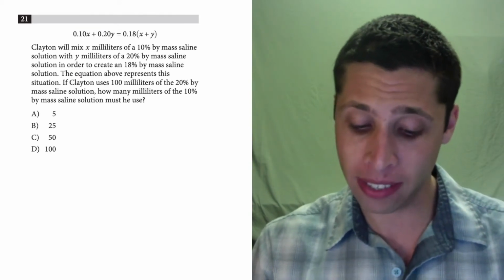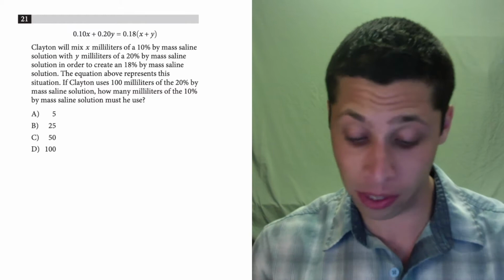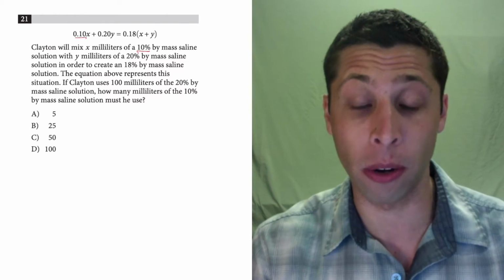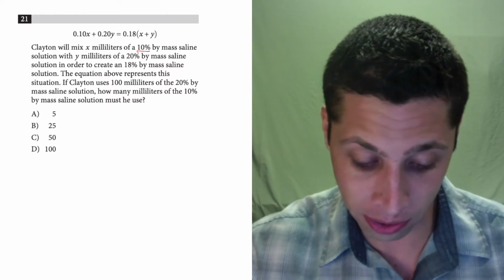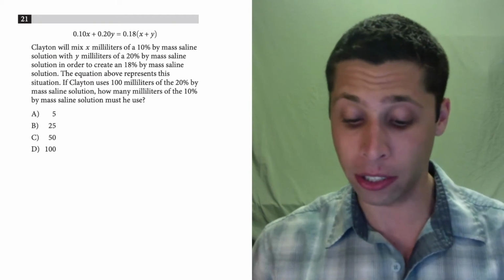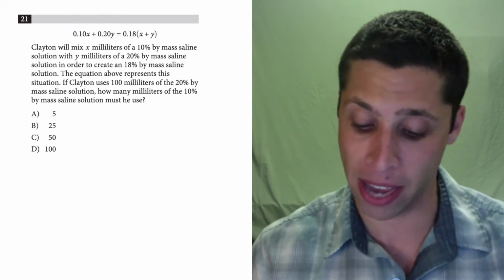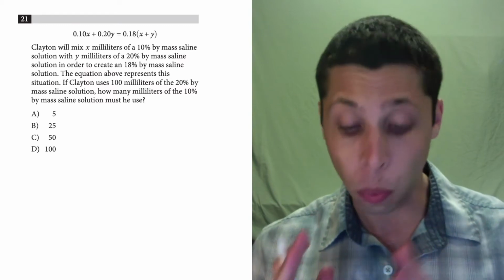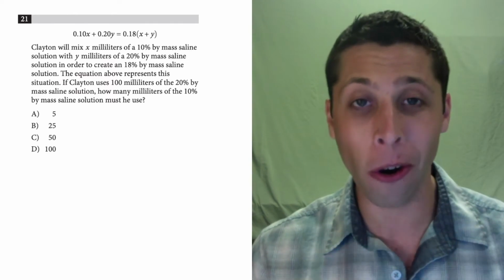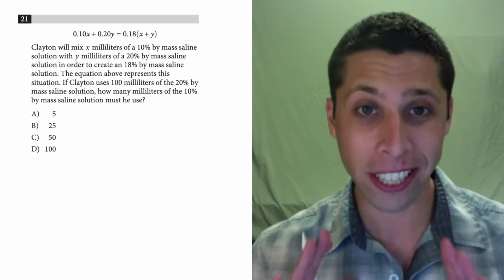So it says Clayton will mix x milliliters of a 10% by mass saline solution. So the 10% is already in the equation, right? That 10% matches with this 0.10 in the equation, so that actually doesn't help us. Let's get rid of that. And it continues, we're mixing that 10% solution with y milliliters of a 20% by mass saline solution in order to create an 18% by mass saline solution. So again, the 20% is the 0.20 and the 18% is the 0.18 that are already in the equation. Those numbers don't affect us in any way. They were already taken care of for us.